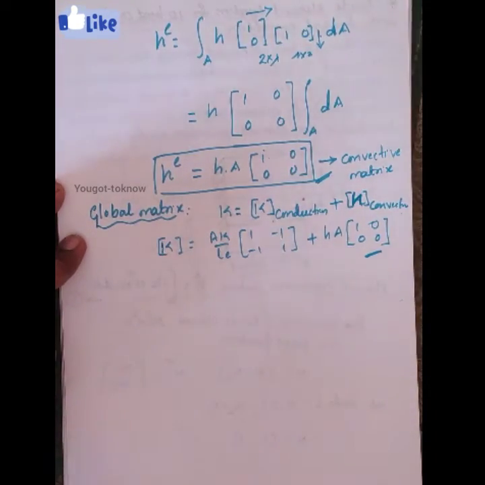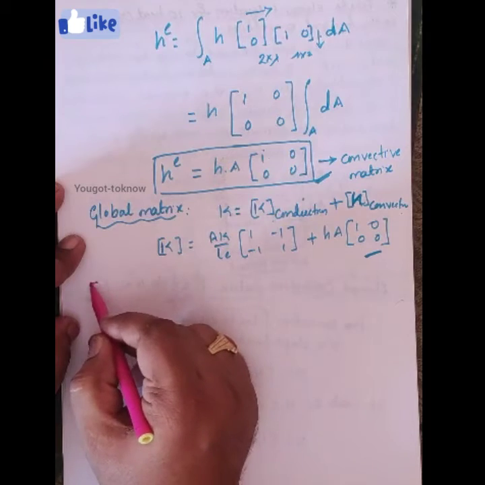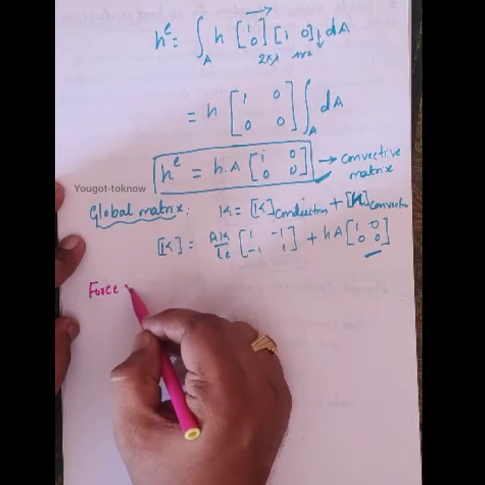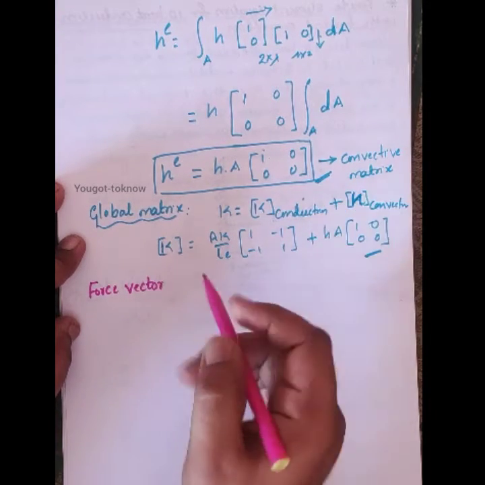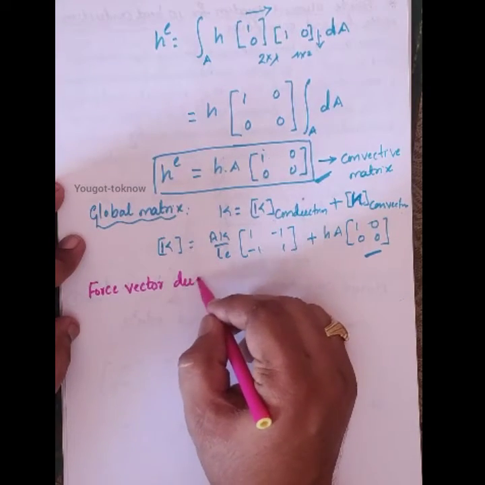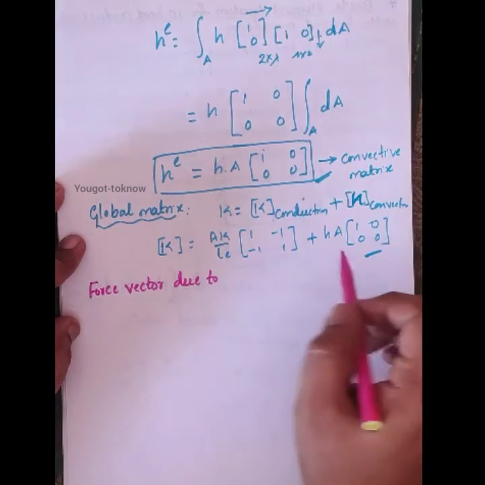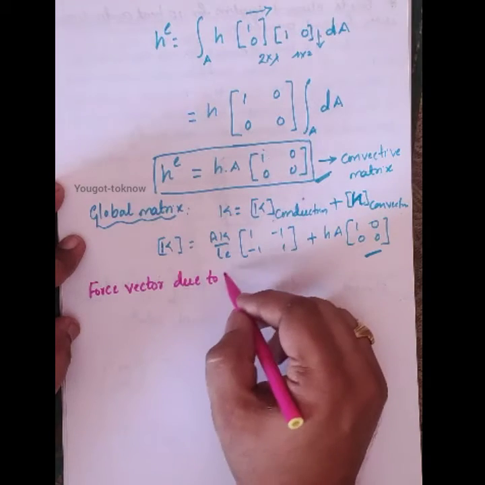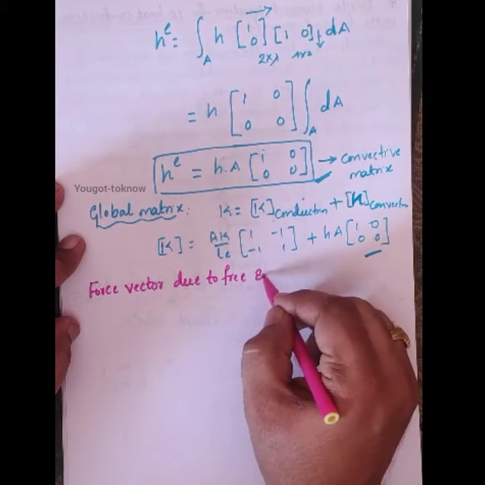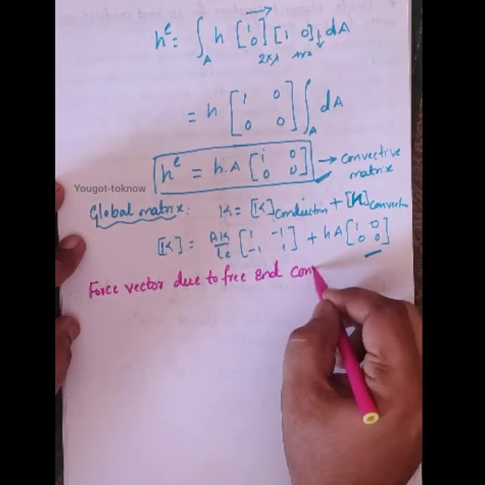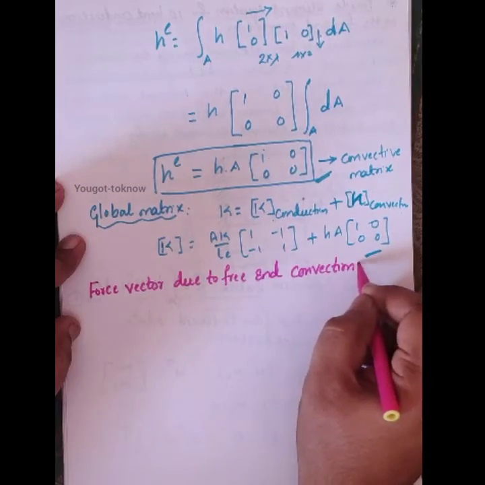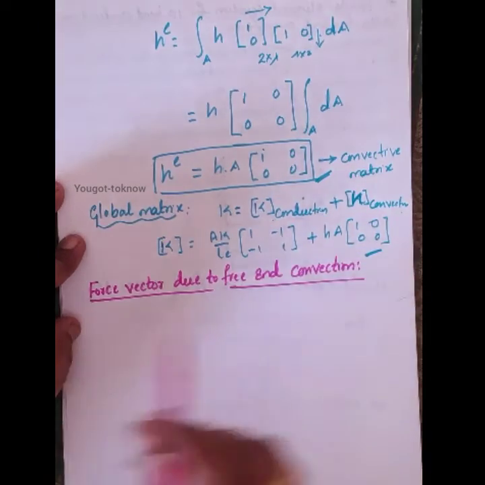Now apart from this, one more important topic: how to determine the force vector for a problem? The force vector is due to free end convection. If convection is there, two things will be there: one, the convective matrix, and two, the force vector due to free end convection. How to determine this?